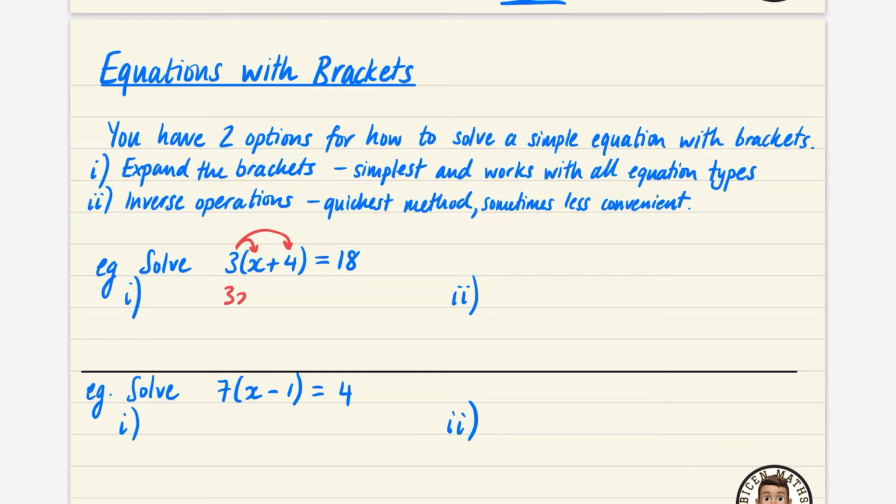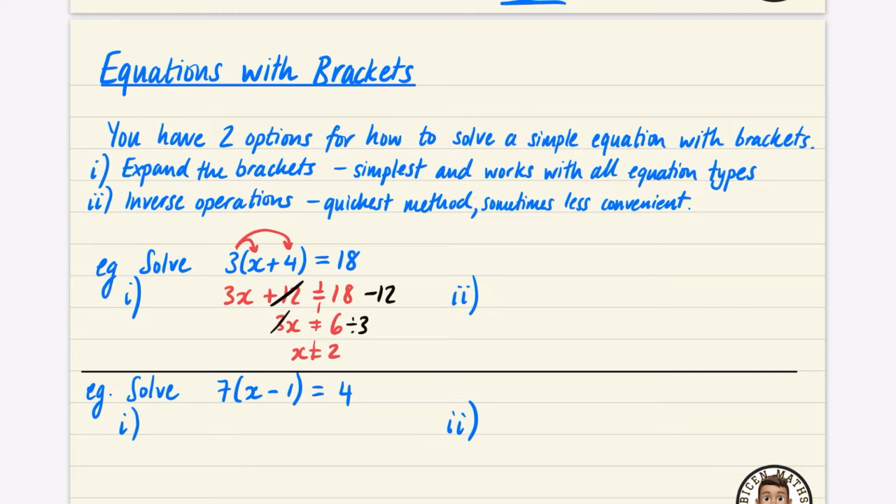You do 3 times x to get 3x and 3 times 4 to get 12, which is going to be equal to 18. Then what I'm going to do is get rid of the 12 by subtracting 12, so that I have 3x equals 18, take away 12, which is 6. And then I'm going to divide by 3. So I'll do the 6 divided by 3. Obviously I could have written it like this, but I'm just trying to squeeze it in. And so that gives me that x is equal to 2.